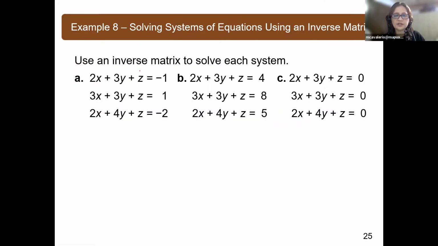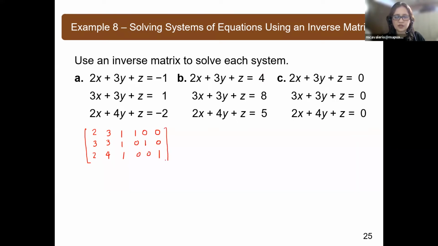Example, use an inverse matrix to solve each system. So what do we do? First of all, we find the coefficient matrix. We will have here 2, 3, 2. You have 3, 3, 4. And then you have 1, 1, 1. And adjoin it with the identity matrix.